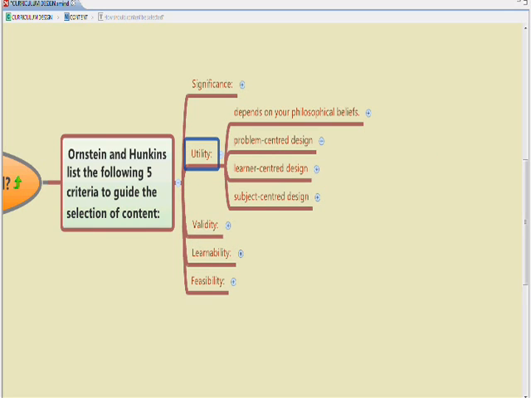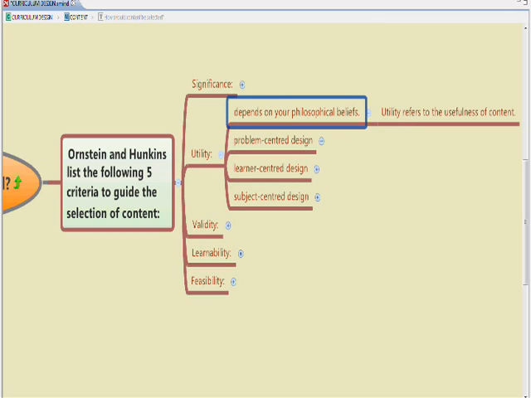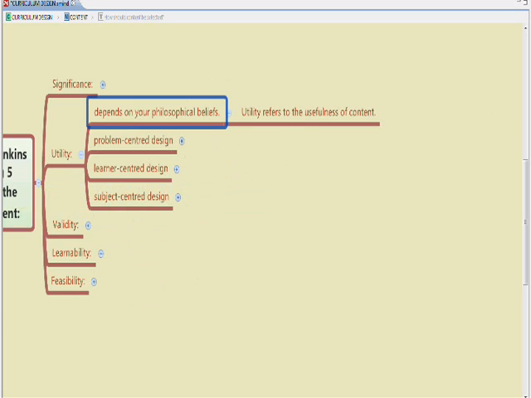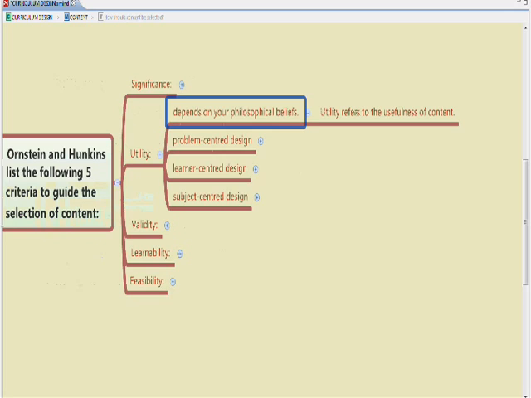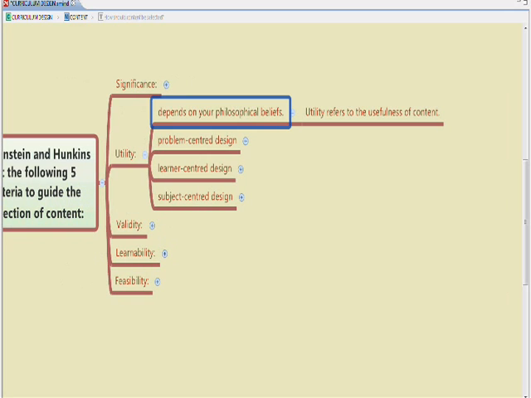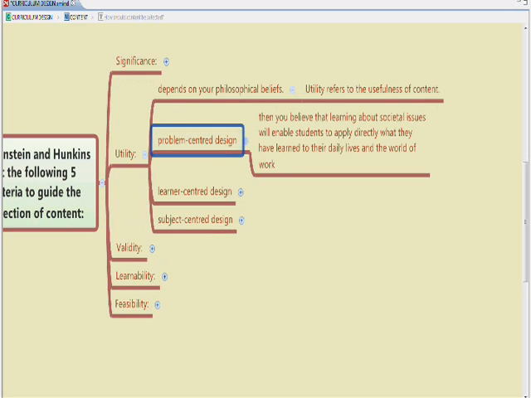Now, utility, once again, they have four different ways to approach the utility value, the usefulness. It depends on your philosophical belief, which will decide how useful the content is. If you are a problem-centered designer, then you will believe that learning is about social issues. It will enable students to apply directly what they have learned to their daily lives and the world around them.